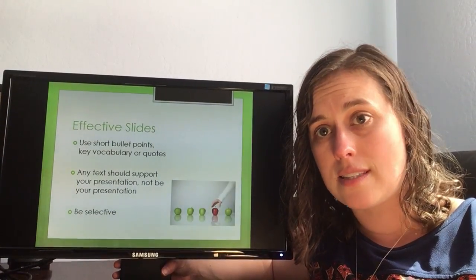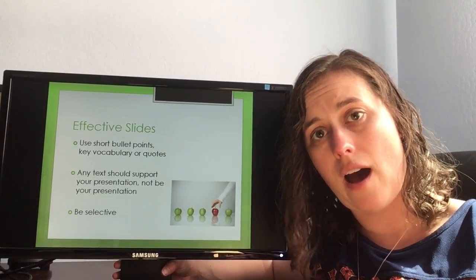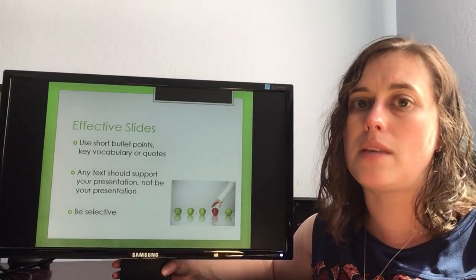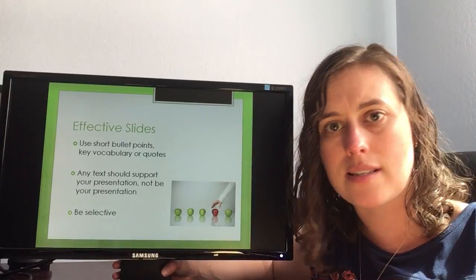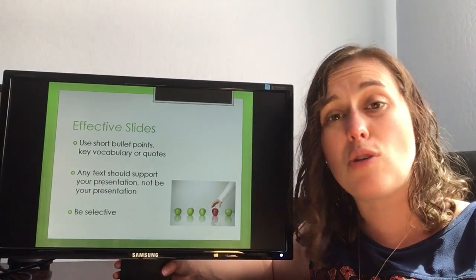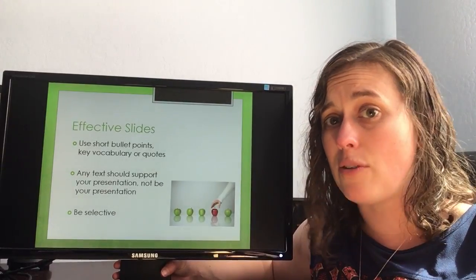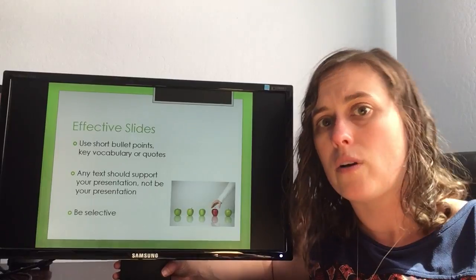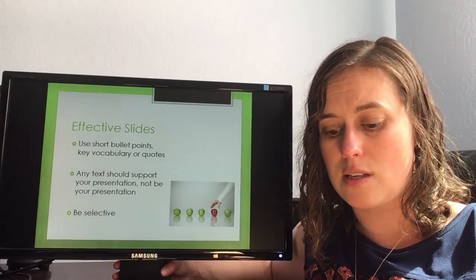So what you want to do instead is make sure that your slides, all the visuals that you have, are short and concise and to the point. You want it to be something that enhances your presentation. It's not the entire presentation in itself. So that means you have to be really selective. Some good ideas are just to pick key vocabulary, maybe a short phrase that sums up what you're covering, or even a quote that supports what you're doing. But be really careful about what you decide to put on these slides.